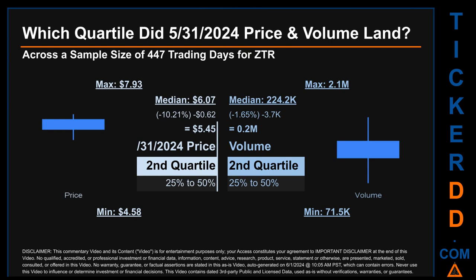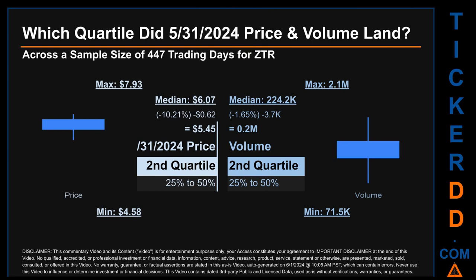Which quartile did May 31, 2024 price and volume land? Across a sample size of 447 trading days, the maximum end-of-day price for ZTR was $7.93 while the minimum was $4.58. Within that price range, May 31, 2024 price, of $5.45, landed within the second quartile, putting it within the 25% to 50% range of all sampled end-of-day prices.